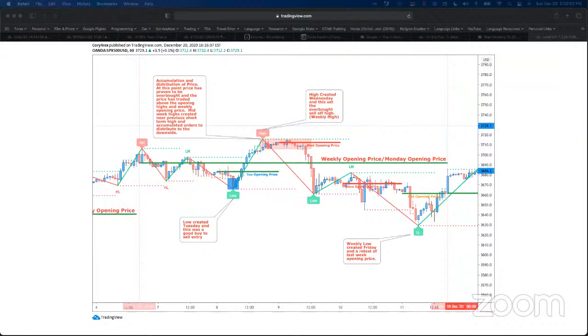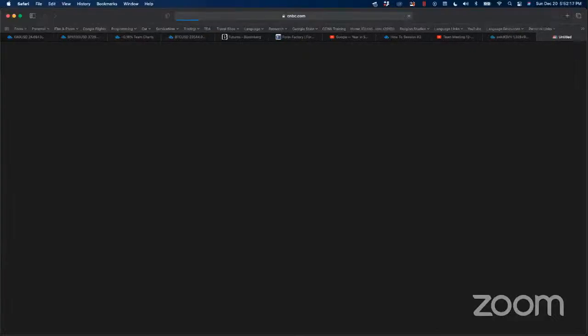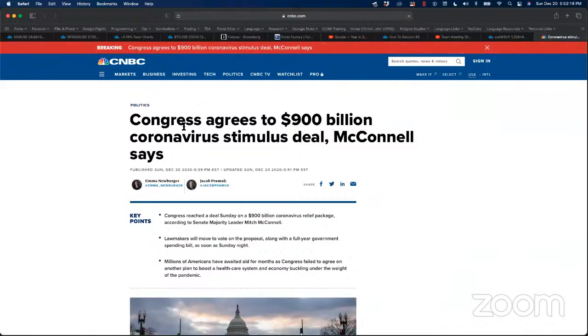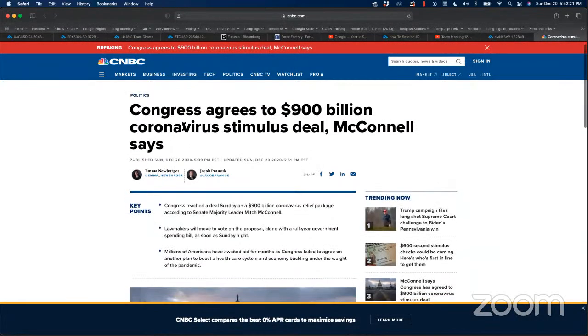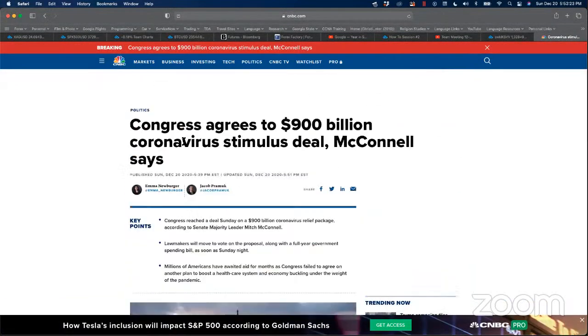McConnell says Congress has agreed to a $900 billion Corona stimulus deal. Markets are going up. What did you say? McConnell just said Congress agreed to the stimulus package. Oh, okay. The market's up.